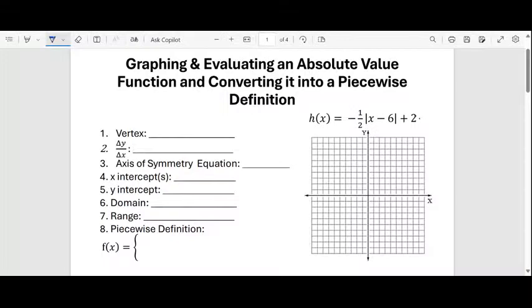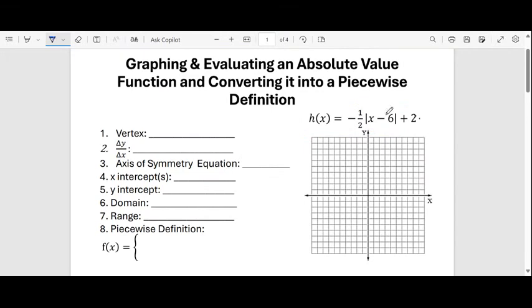In this video, I'm going to cover graphing and evaluating an absolute value function and then finalizing it with converting that absolute function into a piecewise definition. So our function here is labeled h of x, and that's what we're going to be using for this problem. Starting with finding the vertex.